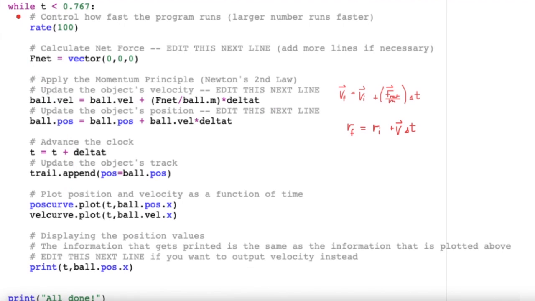Now, we have a final time from our tracker, so we want to run through the loop getting the updated velocity and position up until the time 0.767 seconds. Now we must edit this line here. The net force is 0. That is what it is showing in Newton's second law of motion. So we need to make sure the vector is 0.